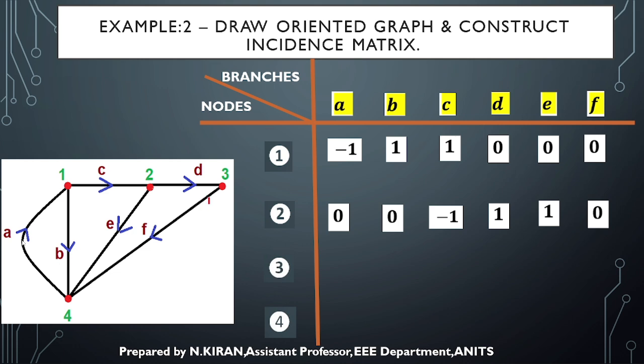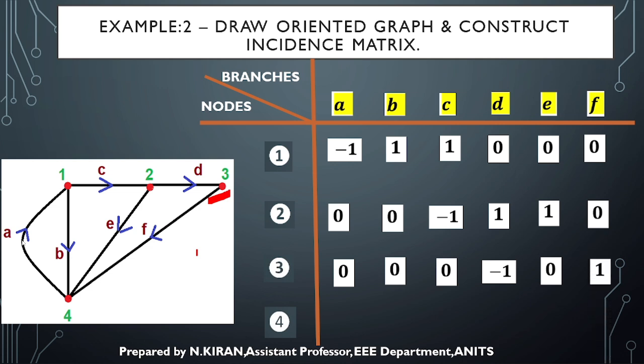So for the third node, when I consider it, the A branch, B branch as well as C branch are nowhere related to the third node, so it is 0. D branch is towards the node, so it is minus 1. E branch is also nowhere related to the third node, so it's 0. And F branch is away from the third node, it is plus 1.